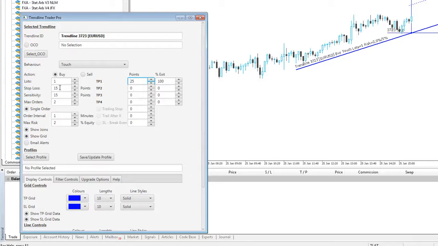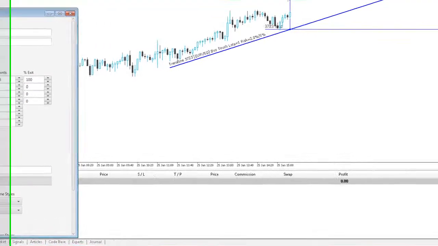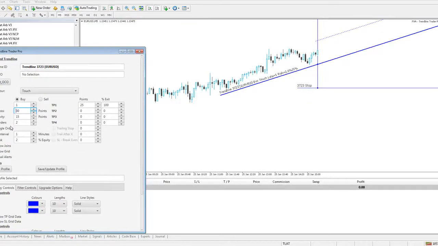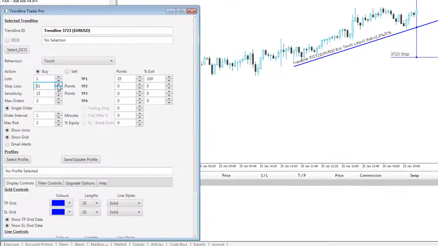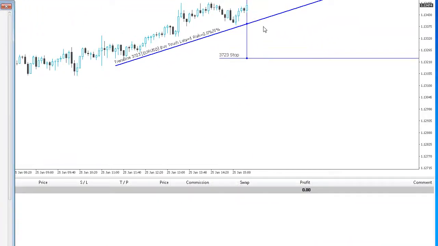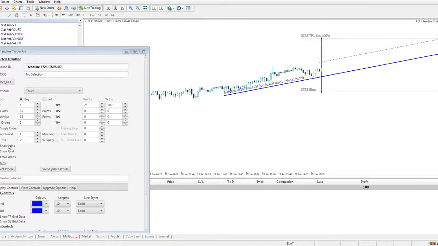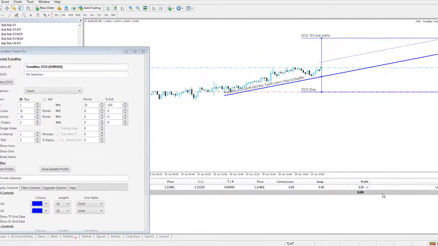So if you're using a 15 pip sensitivity channel, you need to use a 31 pip stop loss. If you put a 30 pip stop loss in there, the trade still won't trigger. But notice what happens when you put a 31 pip stop loss on there. When you get a tick, you'll find that you get a trade, as so. So that's pretty much the basics of the issue.